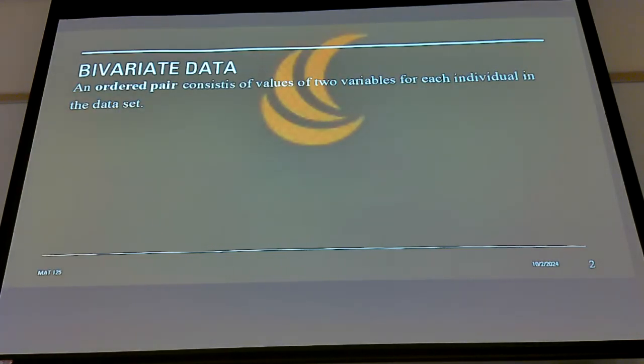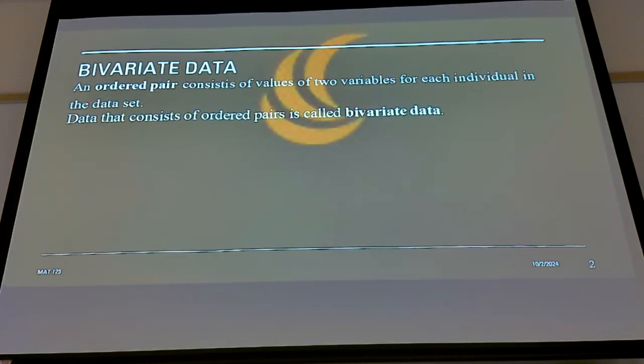So ordered pair, we should be familiar with that from algebra. An ordered pair consists of values of two variables for each individual in the data set. Normally, you're used to seeing ordered pairs x comma y to represent the coordinates. Data that consists of two values per individual is known as bivariate.